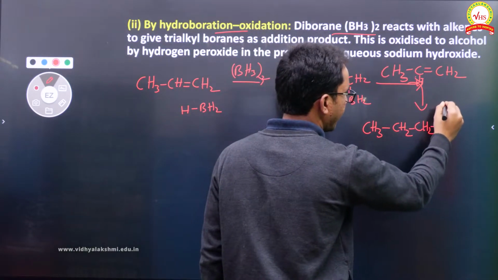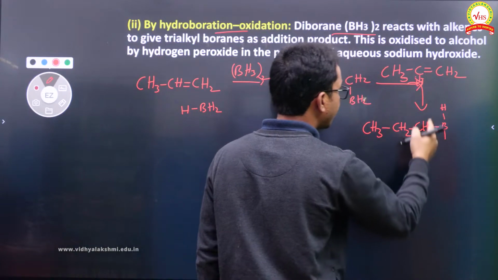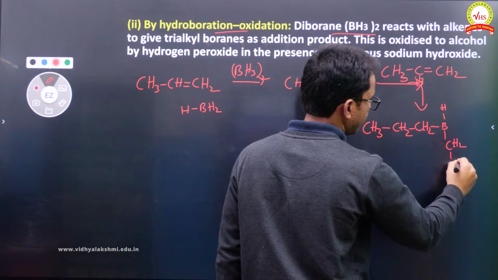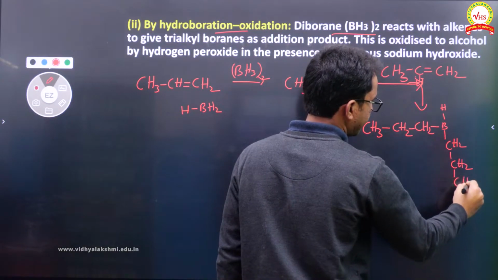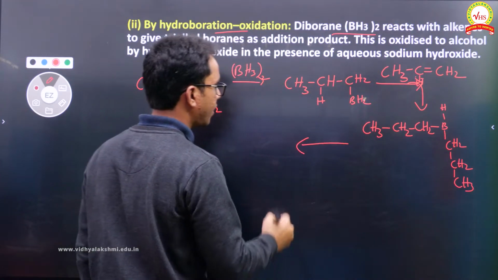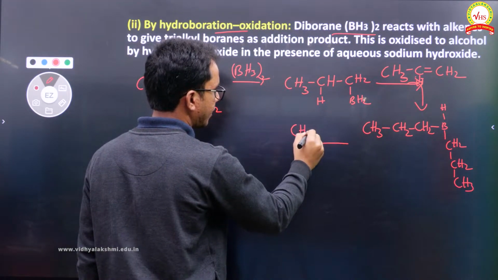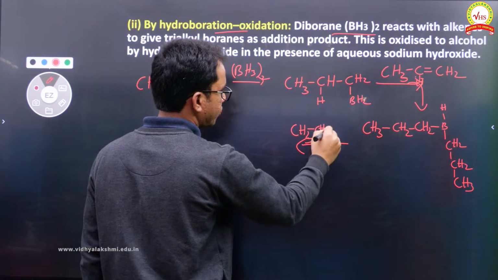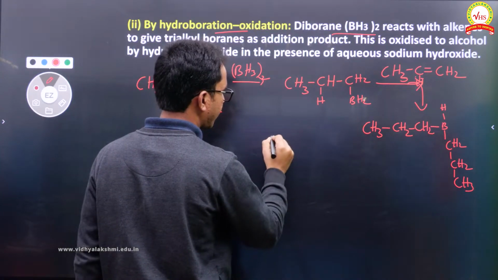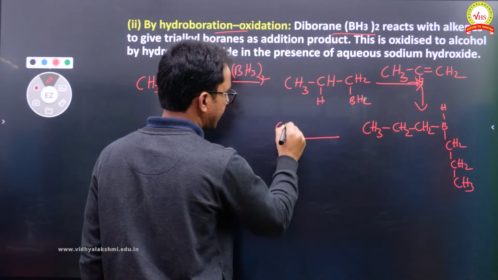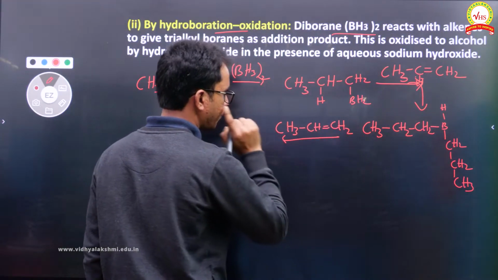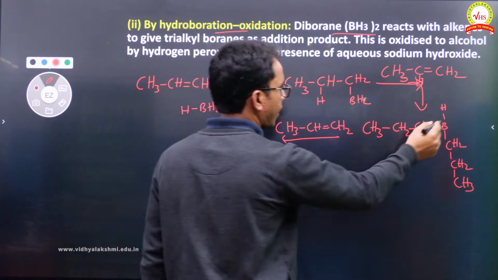That's why only one hydrogen will be there, and another mole of CH3CH2CH2 is coming. Further, we have another replaceable hydrogen, right? Another mole of alkene addition takes place. Let us take this one as CH3CH=CH2, and we have another replaceable hydrogen.